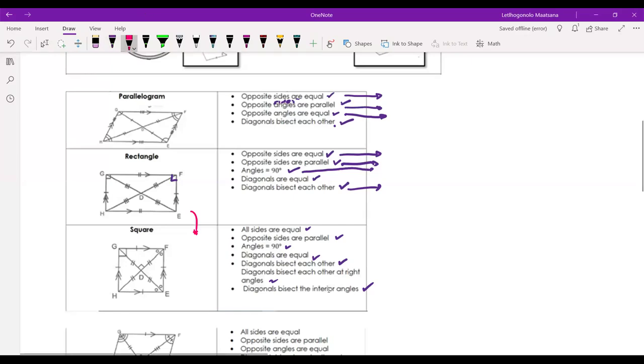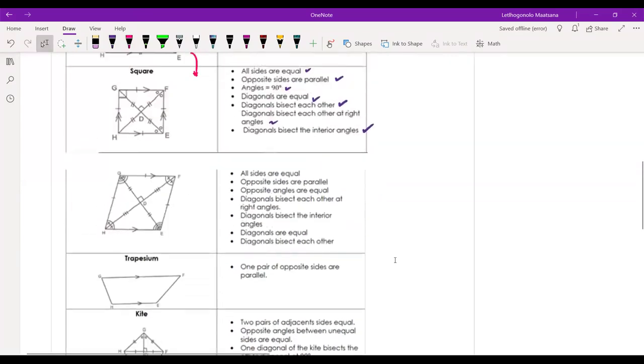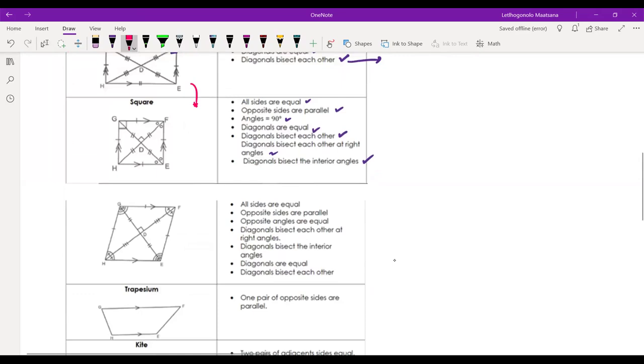Let's go on. We have here the rhombus, where all sides are equal, opposite sides are parallel to each other, opposite angles are equal, diagonals bisect each other at right angles, diagonals bisect the interior angles, and diagonals bisect each other.